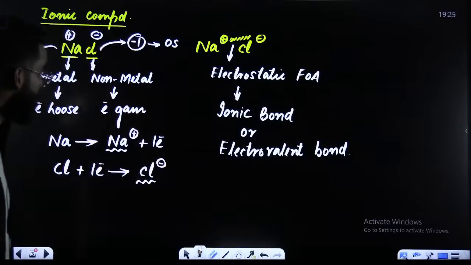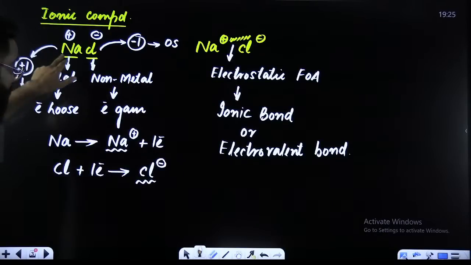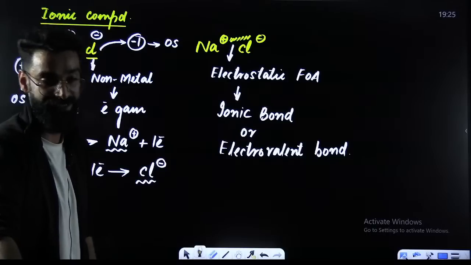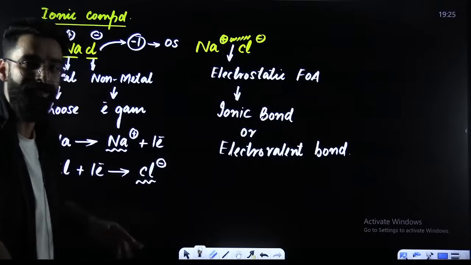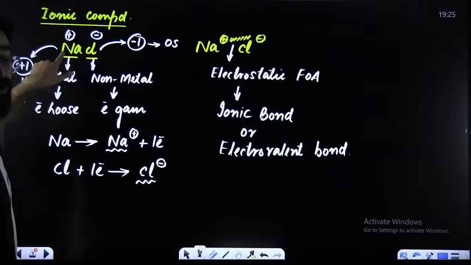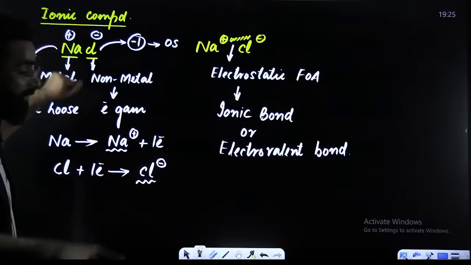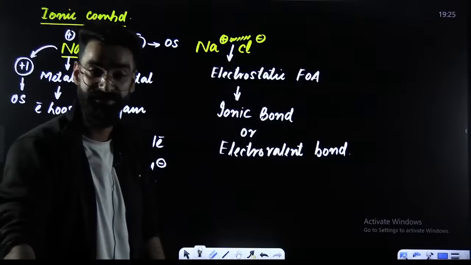Perfect, people. So, this +1 is going to be the oxidation state of sodium in case of NaCl, and this -1 is going to be the oxidation state of chlorine in case of NaCl, right? So basically, in detail, the charge present on one atom of sodium is +1, which is what you call as oxidation state. The charge present on one atom of chlorine is -1, which is what you call as oxidation state.